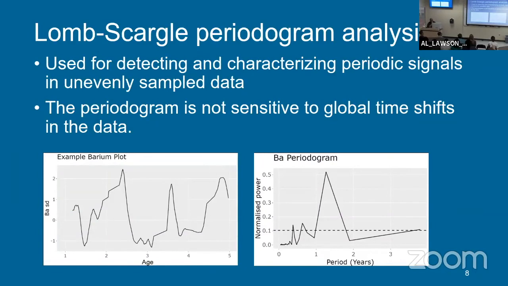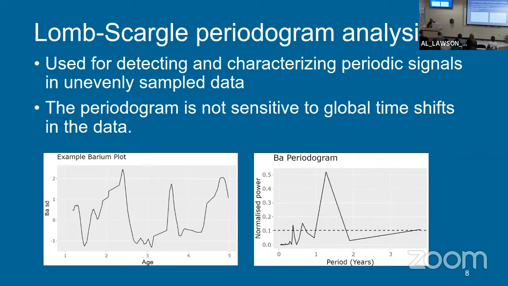Both of these models employ the Lomb-Scargle periodogram analysis, which is used for detecting and characterizing periodic signals in unevenly sampled data. This type of periodogram is not sensitive to global time shifts in the data, the importance of which I'll explain in the next slide, but first a short example displayed here shows on the left a standardized barium concentrations measured across the transect of an otolith, which was collected via LA-ICP-MS and plotted against the known age of the fish.